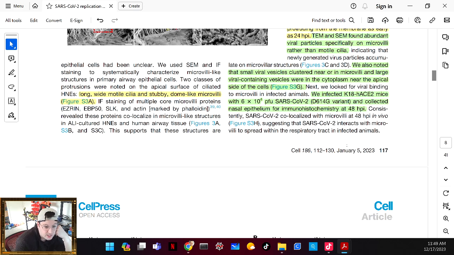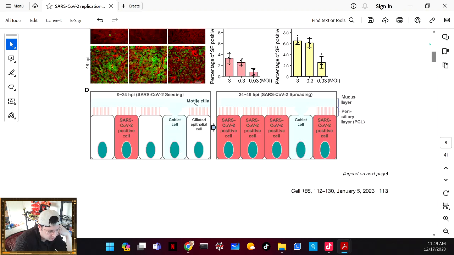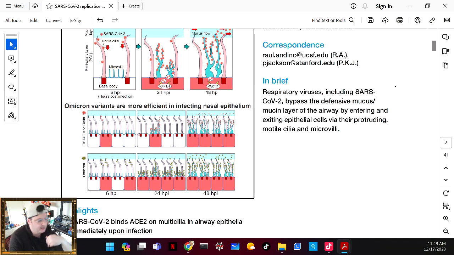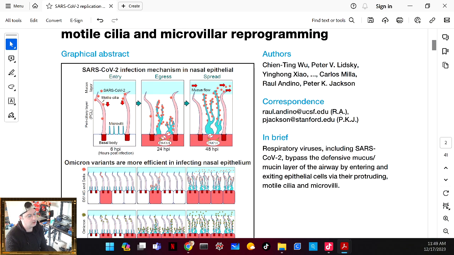Can you summarize for us average people? Yes, I will. So far, what we've learned is that in our nose, we have these tiny little cells that act like little windshield wipers. They're called motile cilia. And then we have these tiny little nubs, kind of like brushes, that are called microvilli.